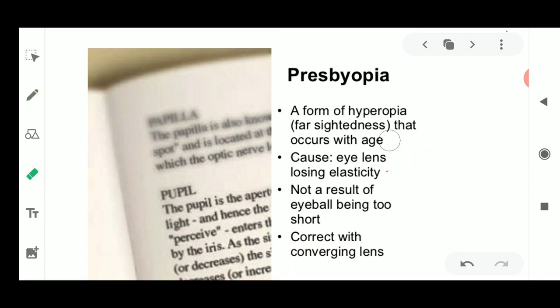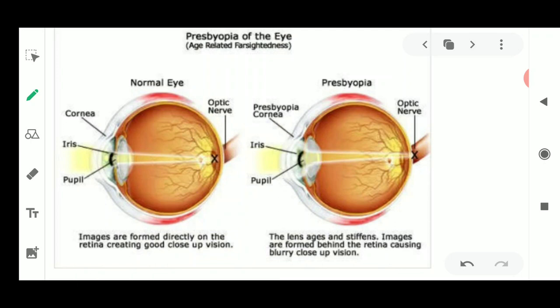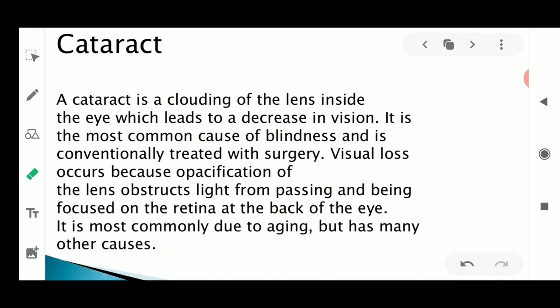And how is it being corrected? It is corrected with the help of a converging lens, or sometimes if a person is not able to see both things, we use a bifocal lens. So this was about presbyopia, as you could see here in the diagram, where the rays are entering inside. Either it is forming in front of the retina, or it is forming at the back of the retina. In both these conditions, old people are not able to see things very clearly.